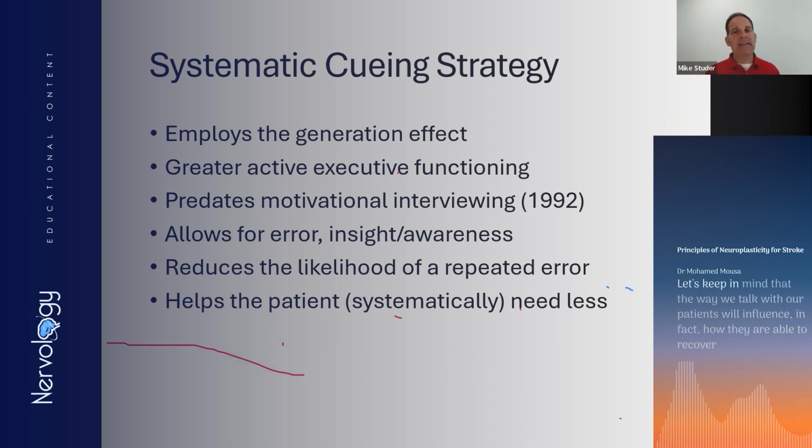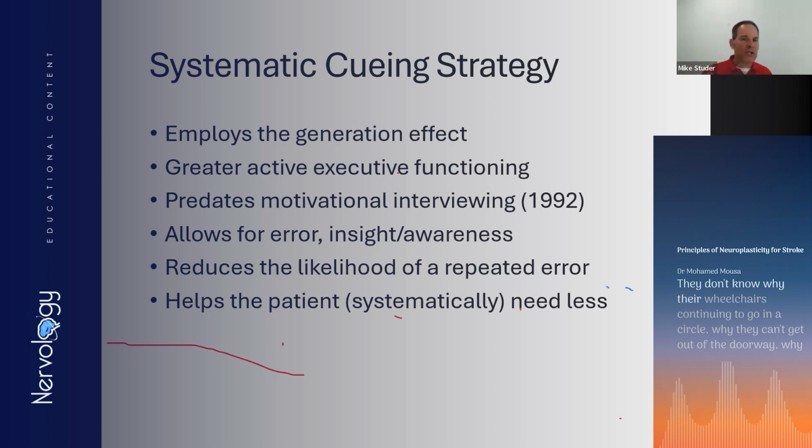All right, let's keep in mind that the way we talk with our patients will influence, in fact, how they are able to recover strategies on their own. Meaning, if we continue to give patients all of the answers and we give them constant feedback, they never have to think for themselves. So when they're not in your presence as a therapist, they don't know how to problem solve.